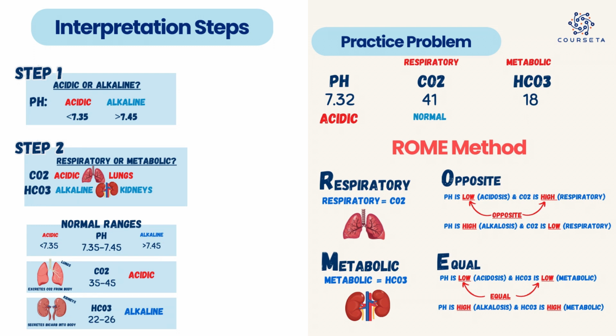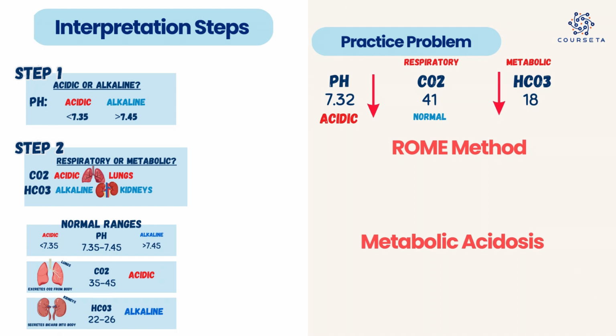Is it metabolic equal? Is the metabolic, aka bicarb, HCO3, going the same direction as the pH? Well, we see that the HCO3 is 18 here in this case, so it is low. The pH is also low. They are going the same direction. So metabolic equal, so this would be metabolic acidosis.